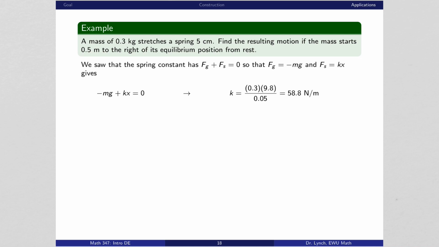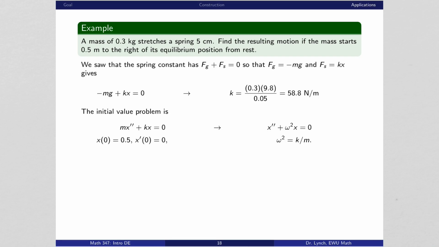Okay, so we had a look at this mass spring system the other day. We saw that the spring constant k is 58.8 newtons per meter, and if you go ahead and write the initial value problem corresponding to a mass starting 0.5 meters to the right of its equilibrium position from rest, here's that initial value problem: mx double prime plus kx equals 0, where x of 0 is 0.5 and x prime of 0 is 0, right? The initial velocity is 0, or the mass is starting from rest.